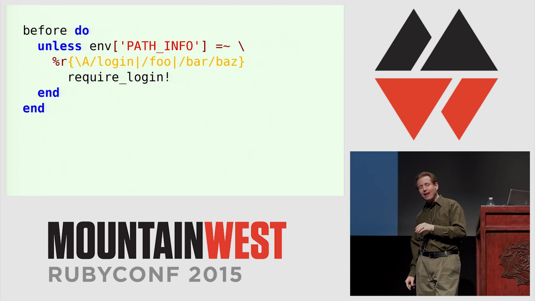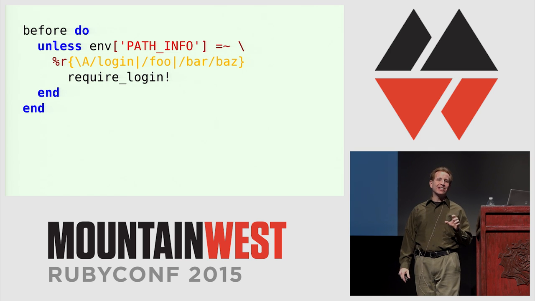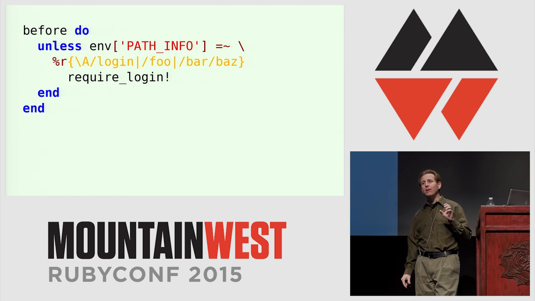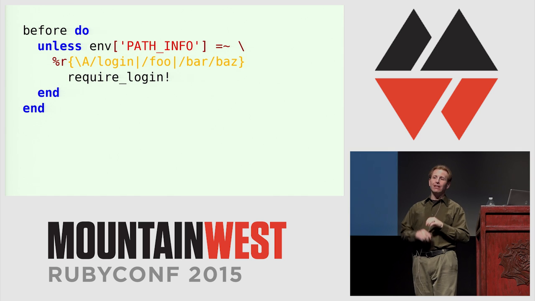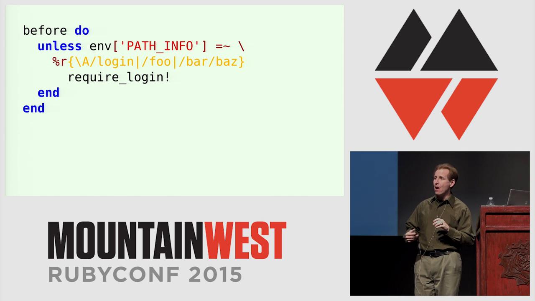And this works okay if you only have a small number of paths that allow anonymous access, but it quickly becomes challenging if you have a large number of separate paths that allow anonymous access.